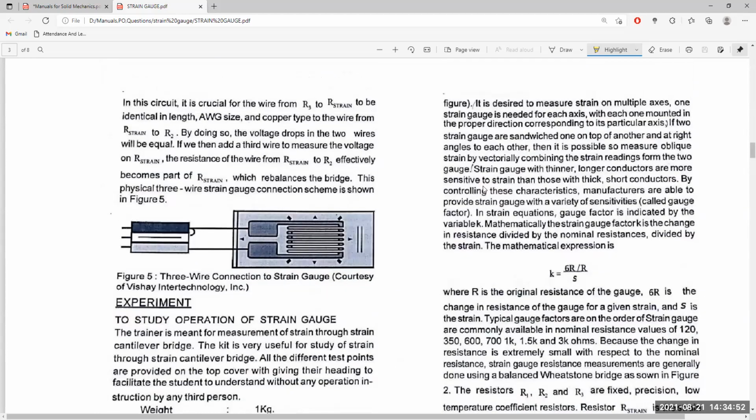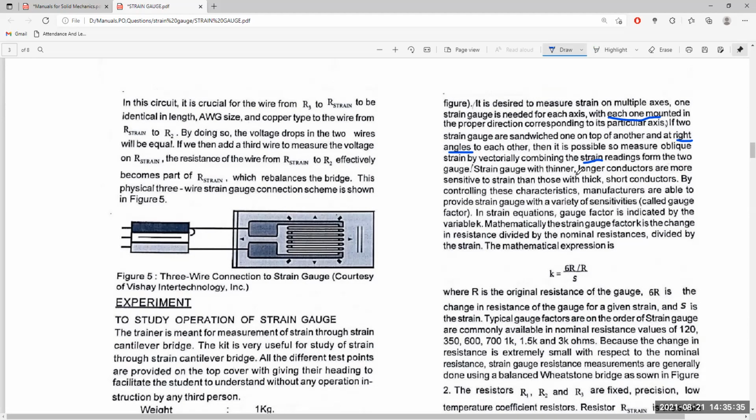It is designed to measure the strain on an axis, where one strain gauge is needed for each axis, and each one is mounted in the proper direction corresponding to its particular use. If two strain gauges are sandwiched one on top of the other at right angles to each other, it is possible to measure oblique strain by vectorially combining the strain readings from the two gauges.